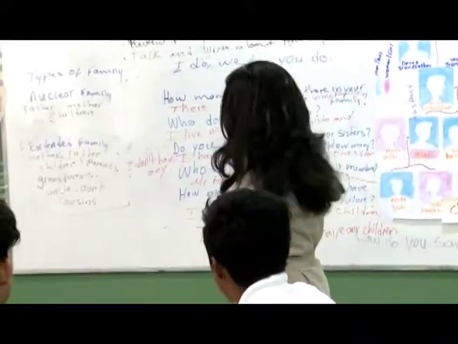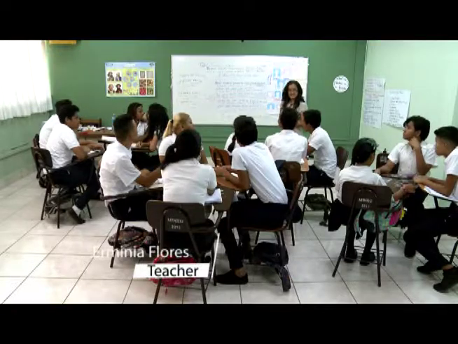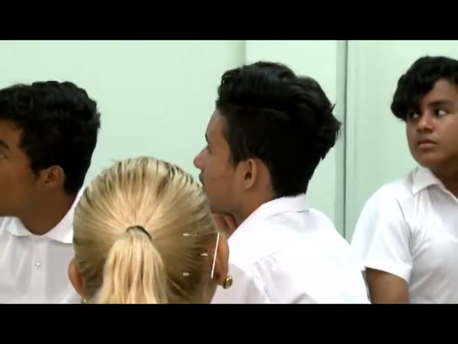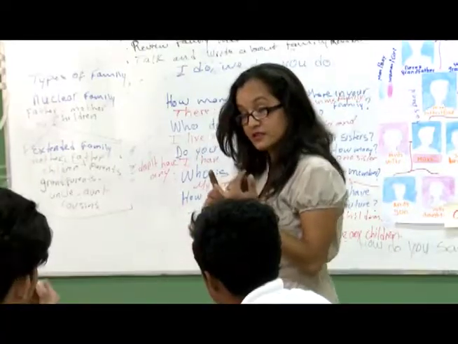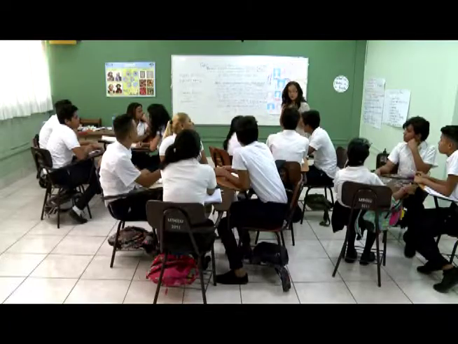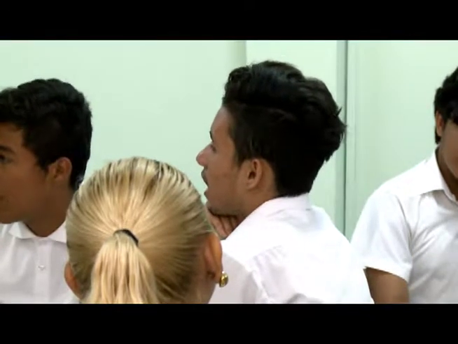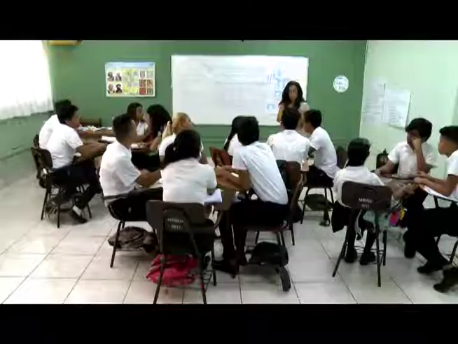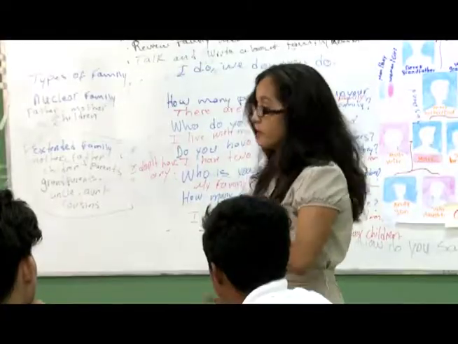So, tell me, how many people are there in your family? There are 4 people. Who do you live with? I live with my father, mother, and 1 sister. And you. Yeah, you, that's true. So 4 people.